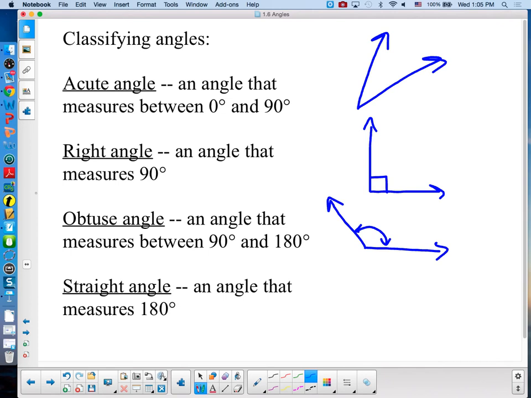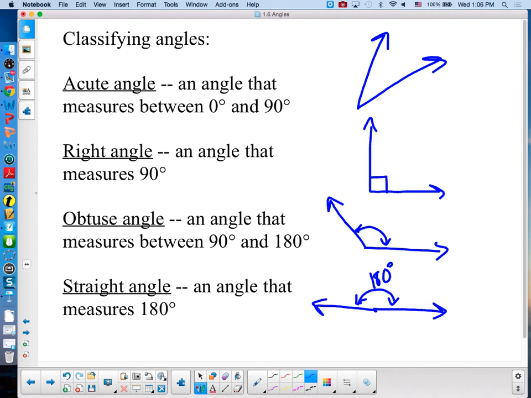And then a straight angle, you might not think really looks like an angle. But a straight angle would be if one ray is going that direction and the other ray is going completely in the other direction, that angle rotation is 180 degrees. It's going to look like just a straight line, but if you think of it as two rays, then it's an angle in between there. So acute, right, obtuse, straight.